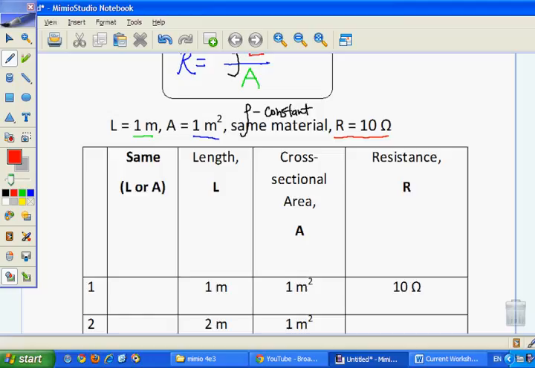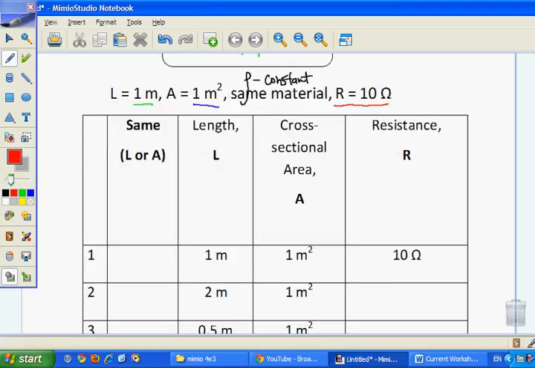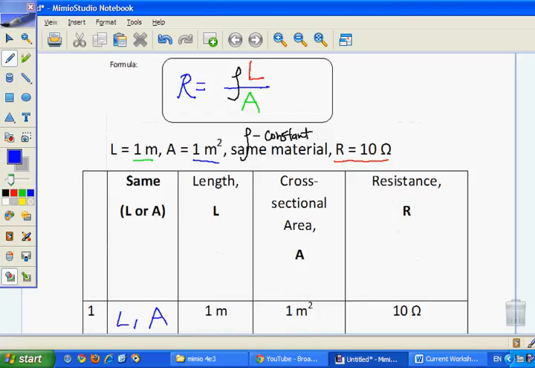So what are we supposed to fill in this table? Let's focus on row 1. Row 1 is saying that we need to identify which variable is kept the same. As you can compare with the information on the top and bottom, the length and the cross-sectional area remain the same. So in this case, I'll fill in L, comma A. And the resistance is still 10 ohm. So this first part is now filled in.